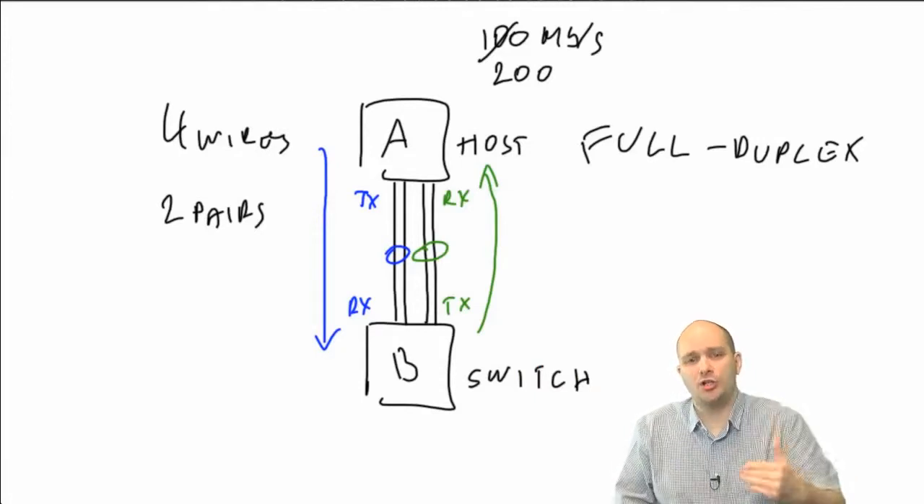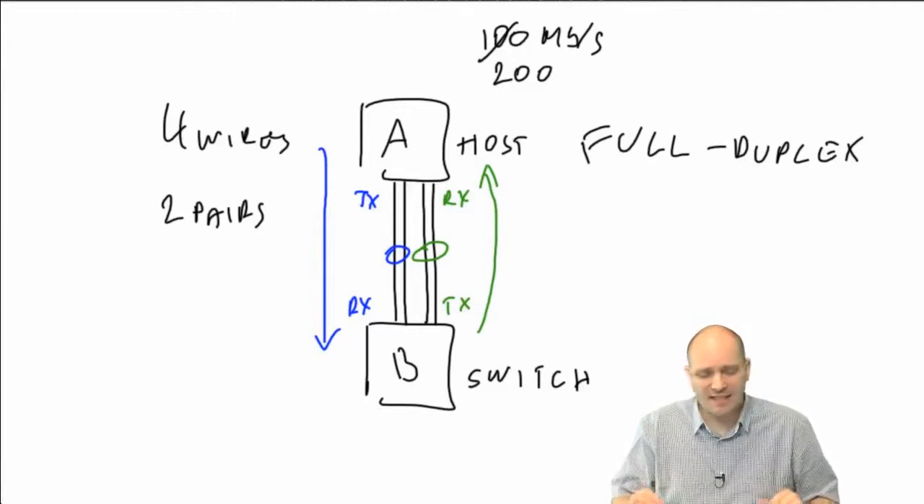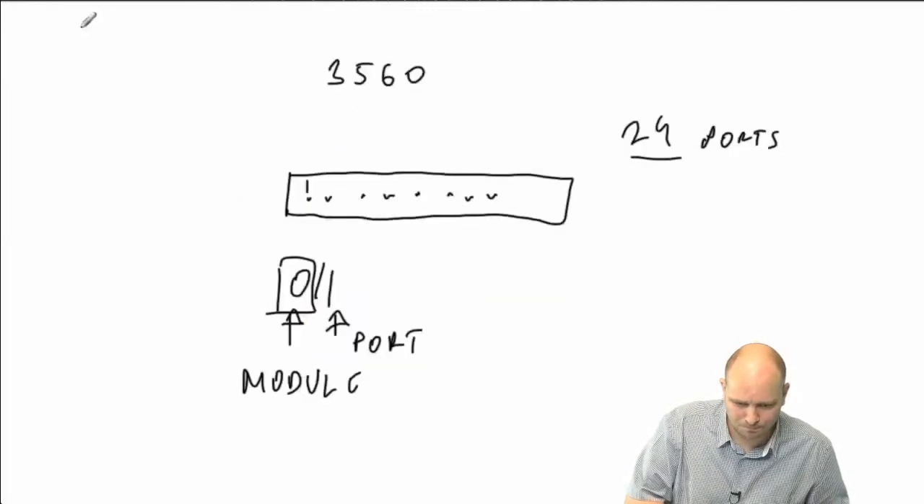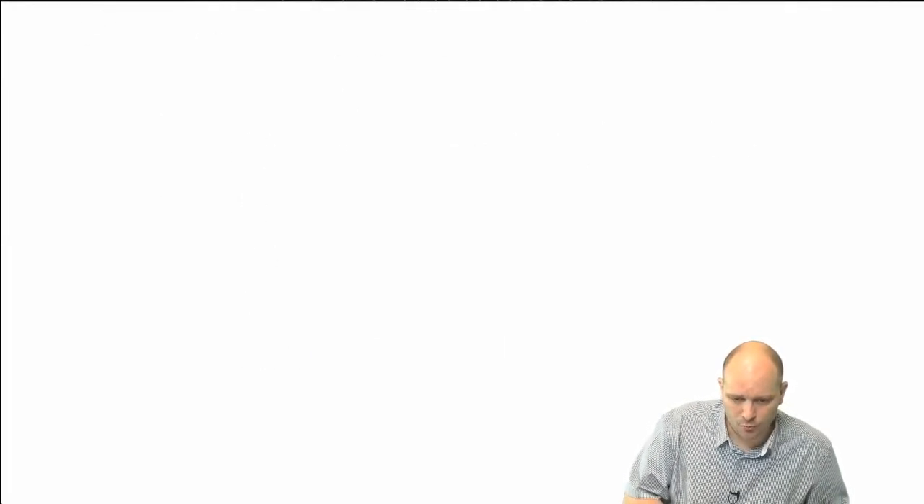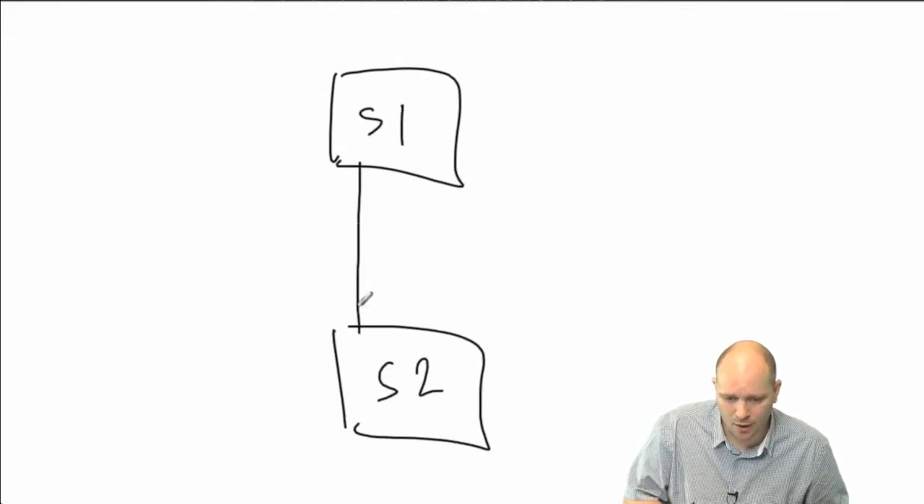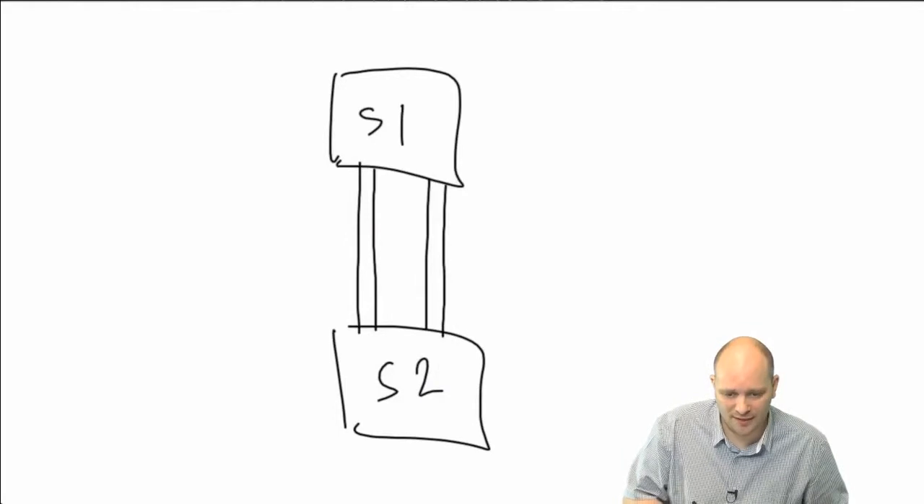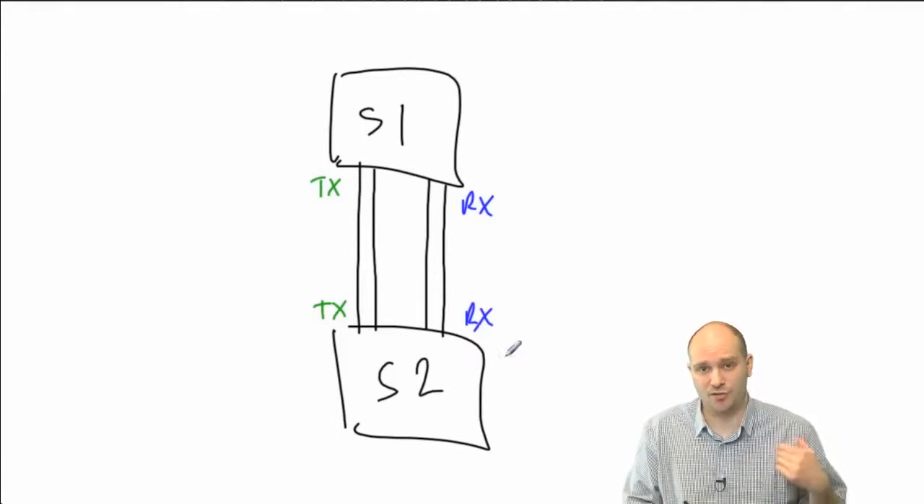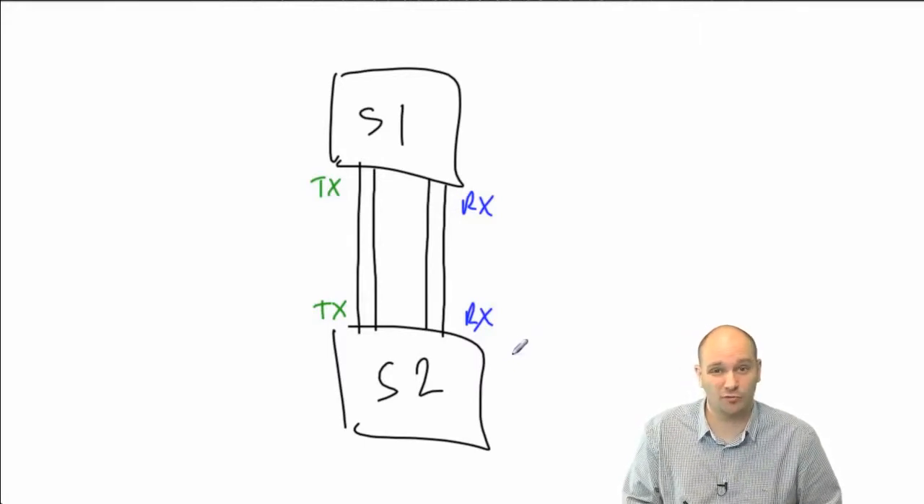What if we connected another switch to this switch B? Let's examine that again on the whiteboard. So what I'm going to do here is add a new page, and I'm going to have, let's say, switch 1 connected to switch 2. Now, if we assume that the left-hand side of the switch is transmit, and the right-hand side is receive, this is what we are going to end up with. We are going to have a transmit connecting to transmit and a receive connecting to receive. In other words, we are not going to get a lot of communication there.